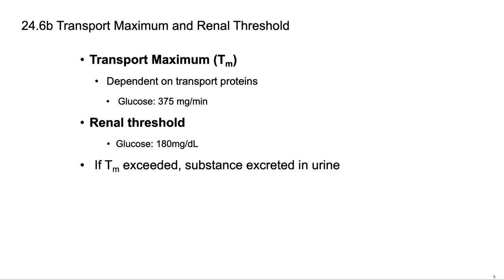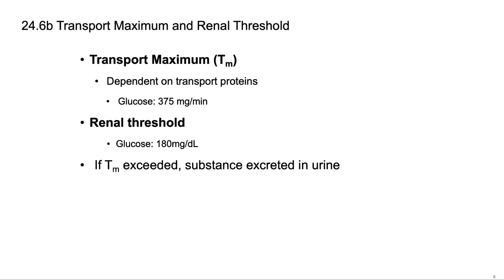And so the threshold is the maximum amount that you would have, or that you could have, without it beginning to appear in the urine. And then once you exceed that threshold, it could affect the amount of that substance that you find in the urine, right? So this renal threshold is going to affect the transport maximum, right?